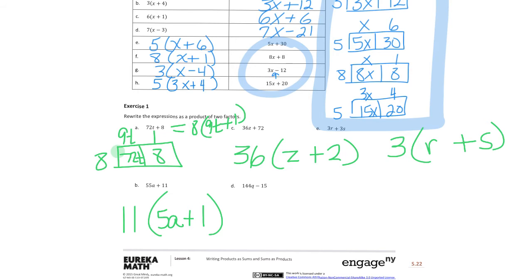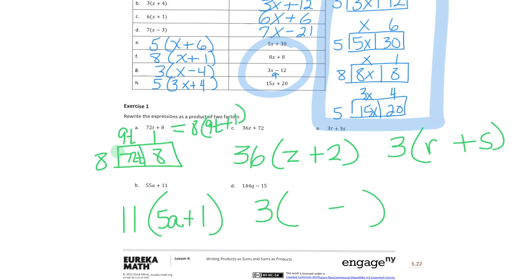On the next one, 144q minus 15. Something doesn't stick out at me right away, but I know 15 is not going to go into 144 because they both would have to be multiples of 5. 5's not going to work, so I'm going to check 3. I know 3 goes into 15, so I use my divisibility rule. 1 plus 4 plus 4 is 9. 3 goes into 9, so 3 is going to go into 144.